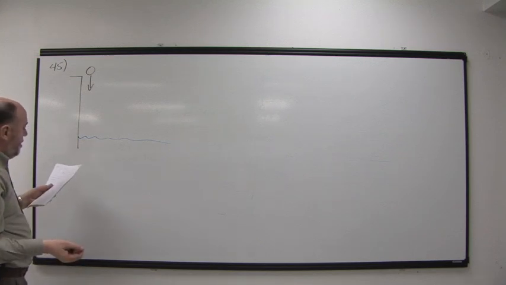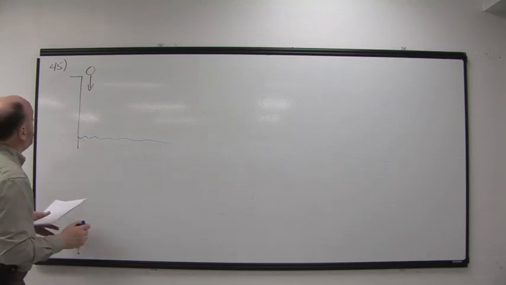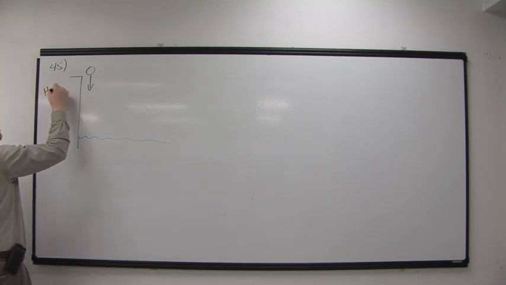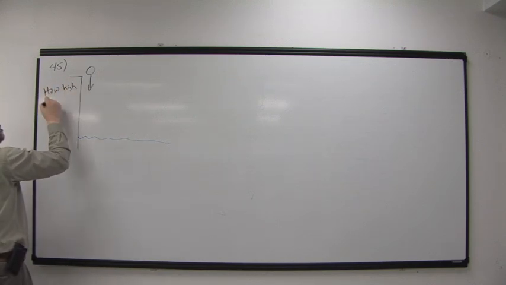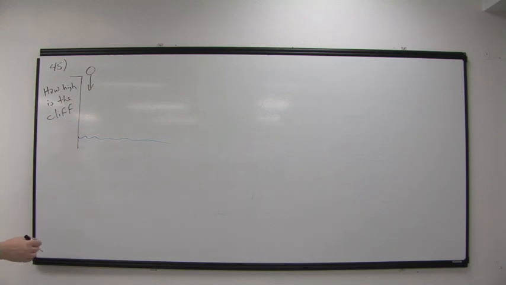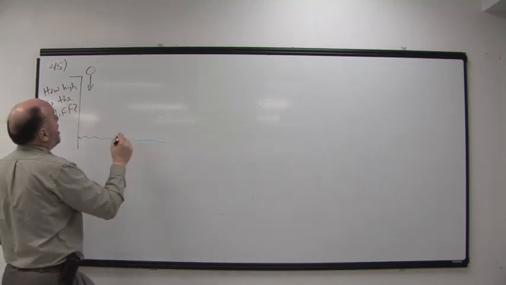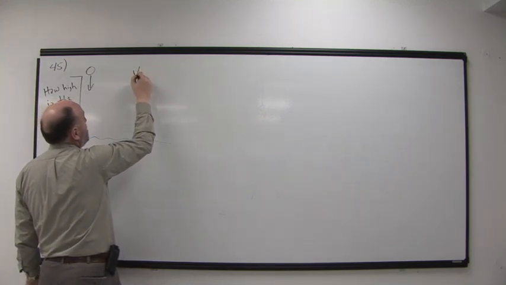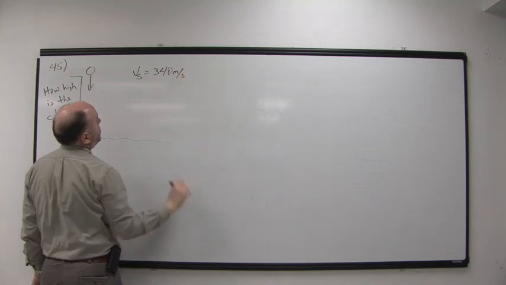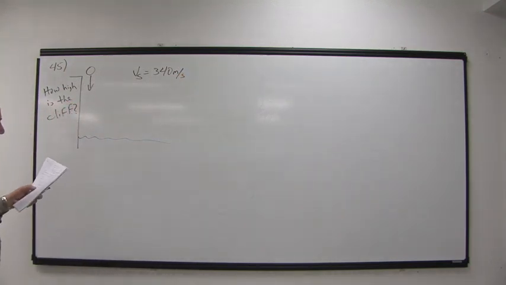And what we want to know is, how high is the cliff? That's the question that they're asking. How high is this? Right? Well, what they give you: they tell you that the speed of sound is given at 340 meters per second. They give you that in the problem.